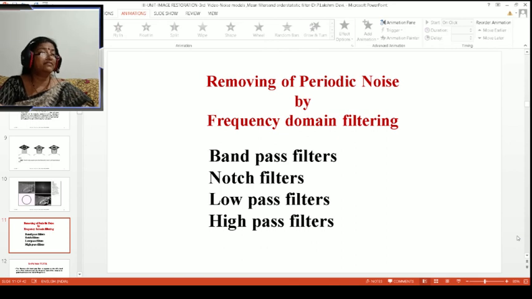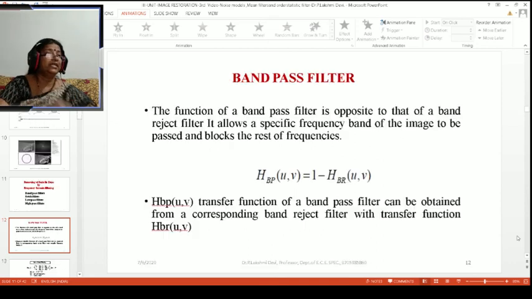Removal of periodic noise by frequency domain filters: first, the band reject filters we have completed. Then we go for the band pass filters, notch filters, low pass and high pass filters. Now let us see the band pass filter here. The name itself suggests it allows a particular band of frequencies and attenuates all the remaining frequencies. The function of a band pass filter is opposite to that of a band reject filter. It allows a specific frequency band of the image to be passed and blocks the rest of the frequencies.